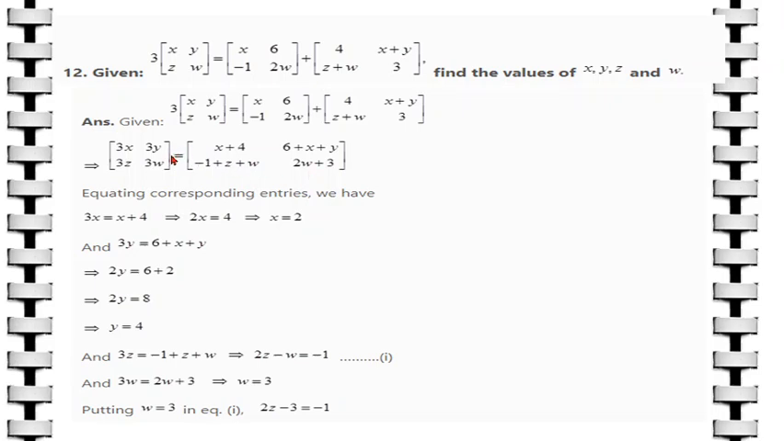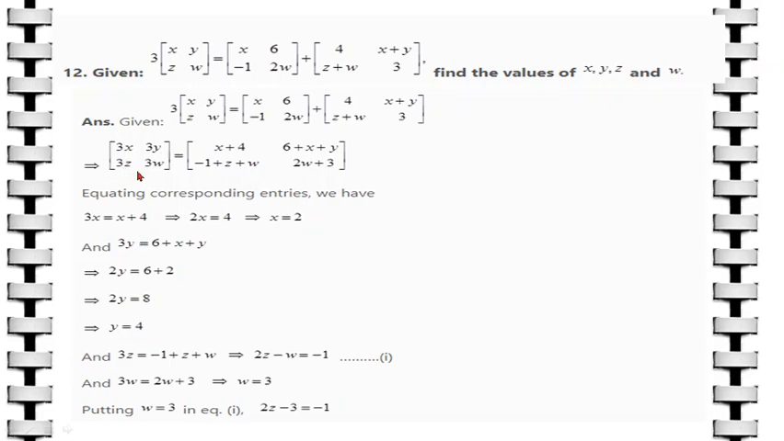Now, this is an equation, and the matrices are equal to each other. It means their corresponding entries are also equal. So now let's equate. 3x should be equal to x plus 4. So this gives us the value of x as 2. Now the second element, 3y, is equal to 6 plus x plus y. So this gives us the value of y as 4.